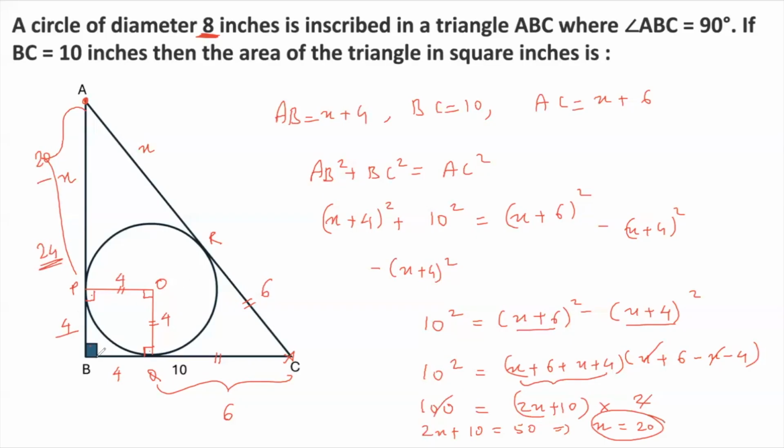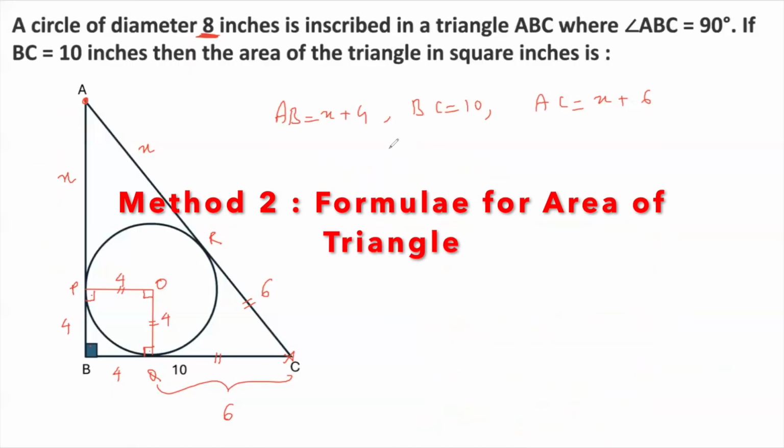So I already knew BC in the question. I've also found AB in this question as 24. Now I can very easily find the area as half into the product of the perpendicular sides. Half into 10 into 24. The answer required is 120. The area of the triangle in square inches is 120, right? So this is one way in which you can get the answer.